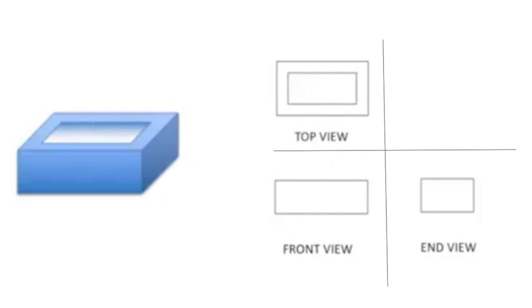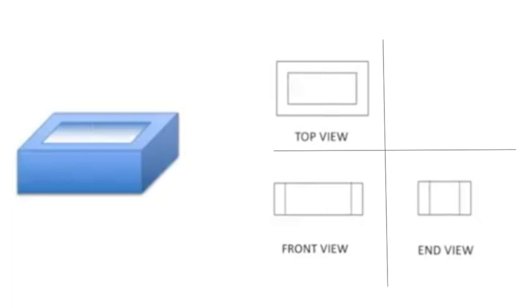So instead, we used a dash line to symbolize this hollow hole in the middle of the 3D object that cannot be seen from the front view or the end view. So understanding the dotted or dashed lines is going to be very important for this section to solve the problems.